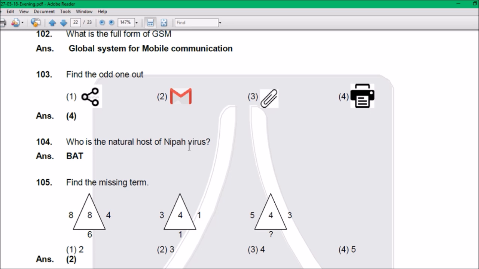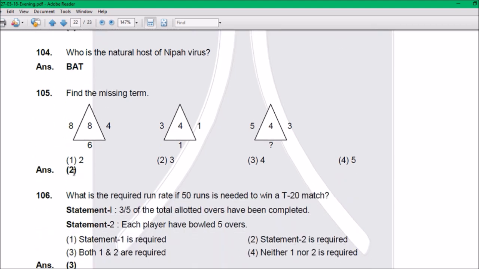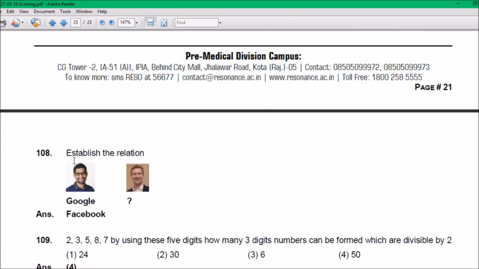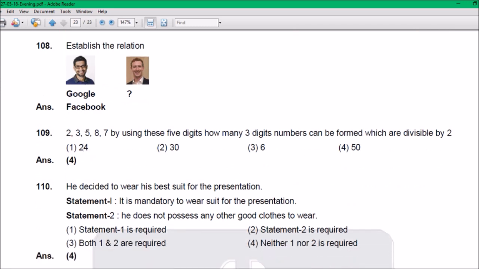Ye dekhiye, kal ka question. 4 din pehle news mein tha, aaj question mein aa gaya. Dekh sakte hain bat ka. Sune honge news. And then you have 105, answer is 2, and then 106, answer is 3, 107, answer is 1. And then, see, the relevancy, Facebook. Kaun hai ye? Sundar Pichai. Ye kaun hai? Facebook ka CEO, sab log naam sune hue honge.